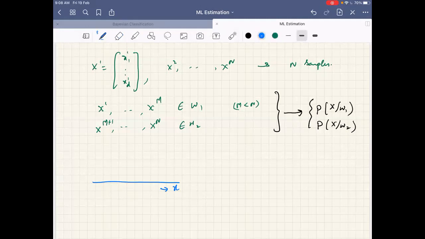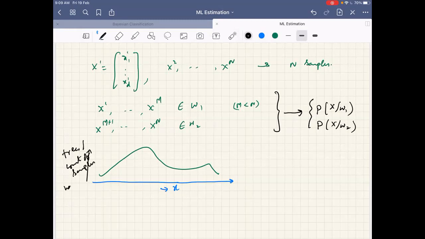Fine. Now we plot all the n samples on this. Assume that I have plotted all the n samples, and it has come out something like this. From this, what do you think I will make out? What is the plot I have plotted here? This is a histogram. Is it a histogram, sir? Yeah, frequency or count of samples having that feature value.